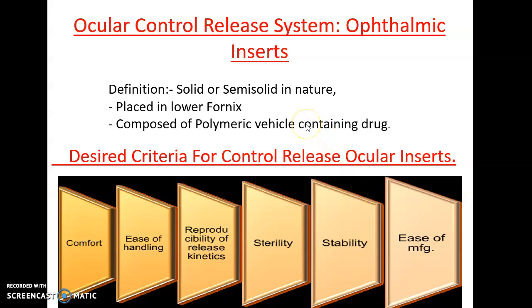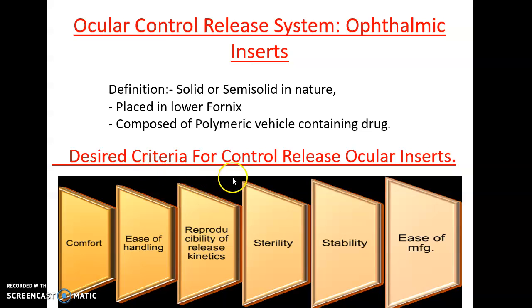Next, coming to ocular controlled release systems. The first one is ophthalmic inserts. It is one of the ocular controlled release systems. It is solid or semi-solid in nature, and these ophthalmic inserts are placed in the lower fornix. They are composed of a polymeric vehicle containing the drug.